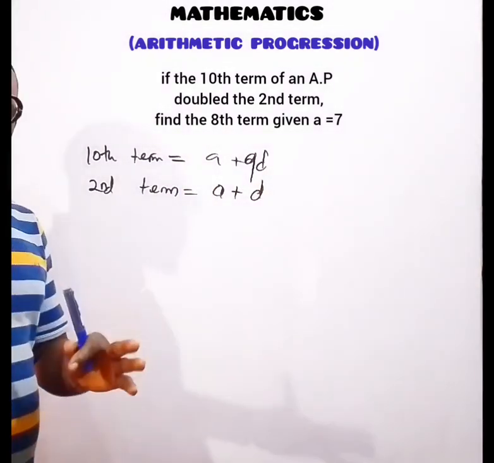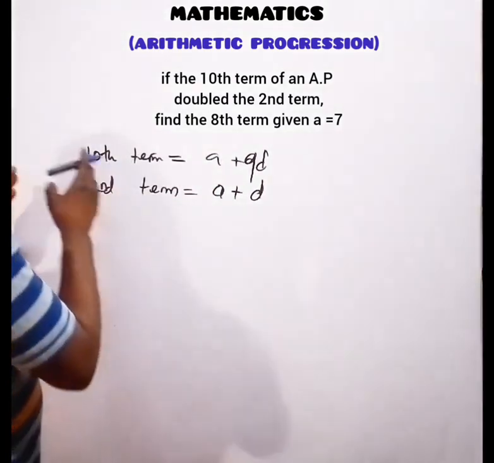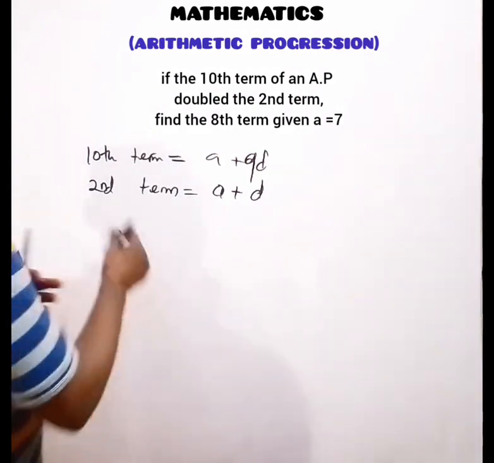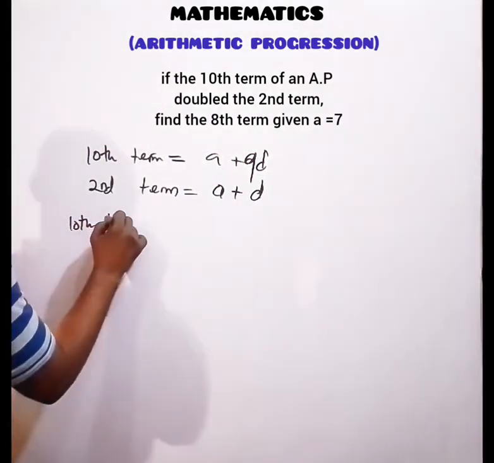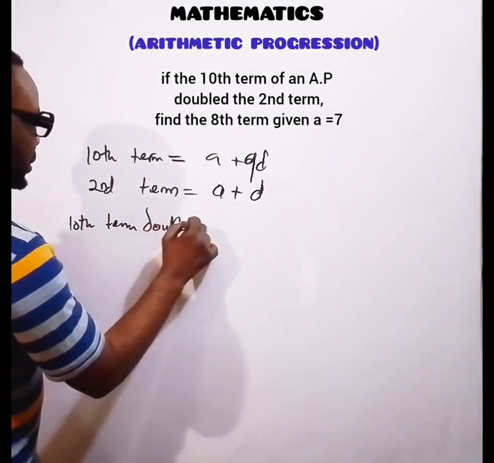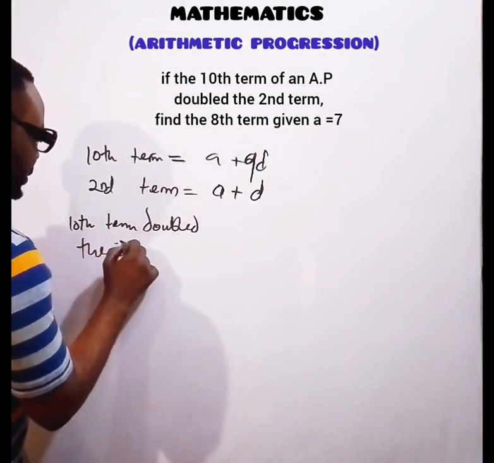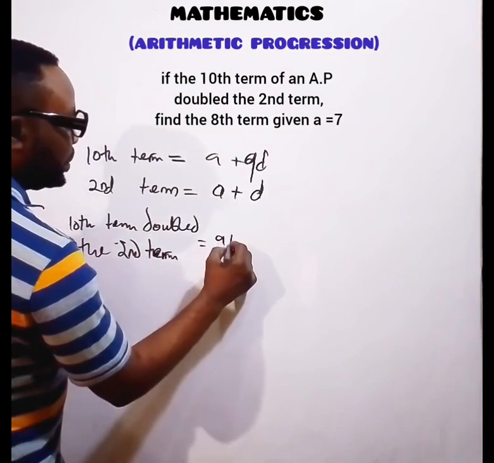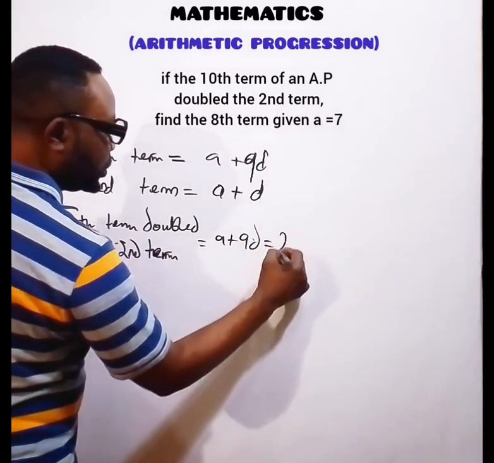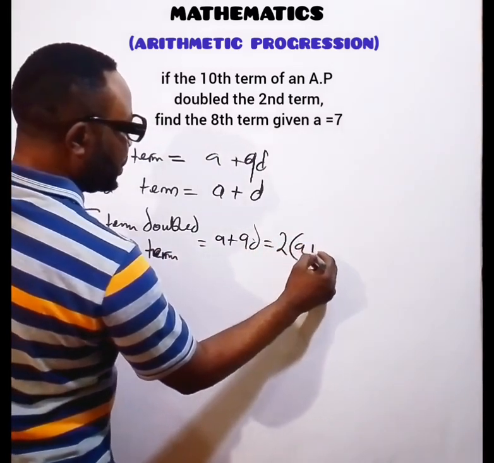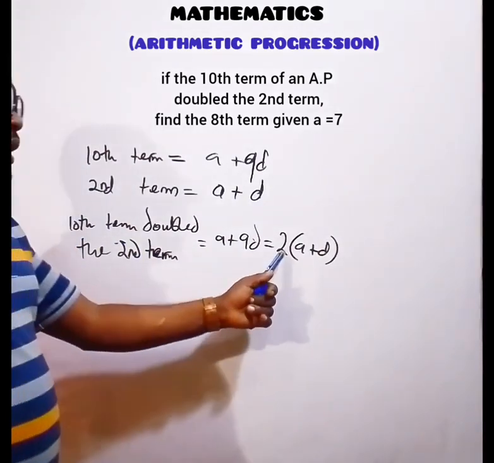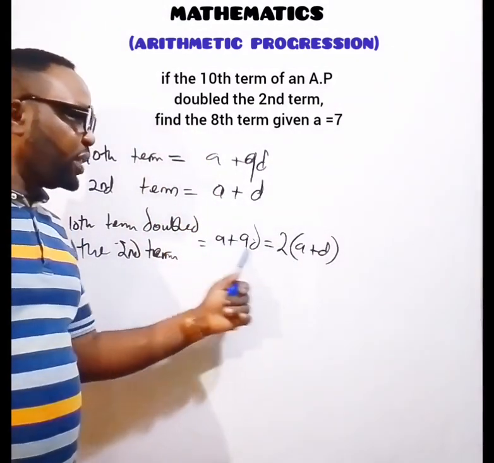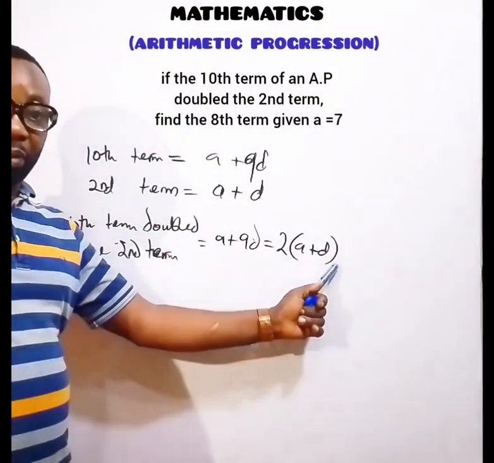Now, what the question says is that the 10th term doubled the second term. We now look this way: a plus 9d will be equal to 2 multiplied by (a plus d). Don't forget that this is multiplication. And according to the question given to us, we have been able to figure it out properly here.